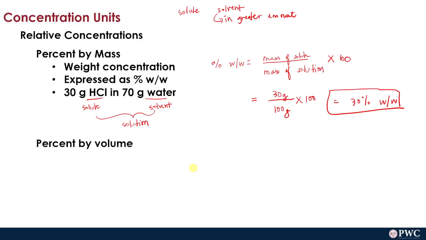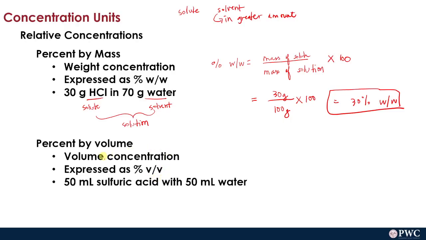Let's proceed to percent by volume. Percent by volume is also referred to as the volume concentration. This is expressed as percent volume per volume. Let's consider this one: 50 ml of sulfuric acid with 50 ml of water. So again, the formula for this is percent volume per volume is equal to the volume of the solute over the volume of the solution.